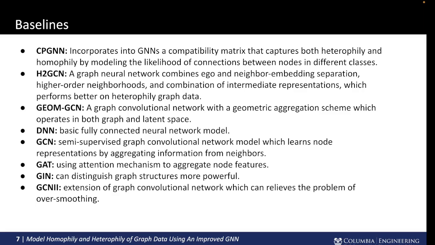We compare our model with three types of state-of-the-art methods which perform well on heterophily graphs, and 6 common graph neural network methods. They are CPGNN, H2GCN, GGCN, and MLP, GCN, GAT, GIN, and GCNII.